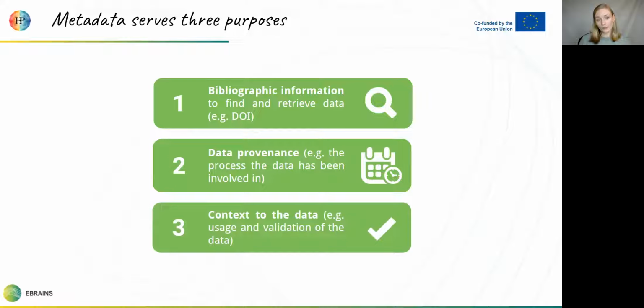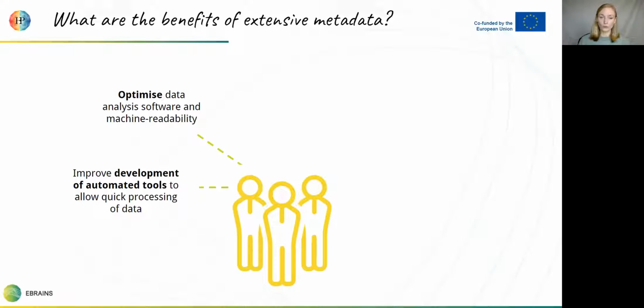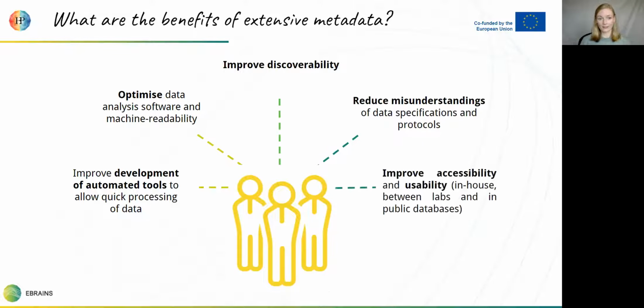Including metadata for these purposes has a number of benefits for you as a researcher. Rich metadata can be used to improve the development of automated tools for optimized processing and analysis of data. It improves the discoverability of the data, links data with common characteristics together, and highlights underlying relationships. It reduces misunderstandings of data specifications as well as protocols, and the metadata standardization also allows data to become more accessible and improves the usability within and between research groups.